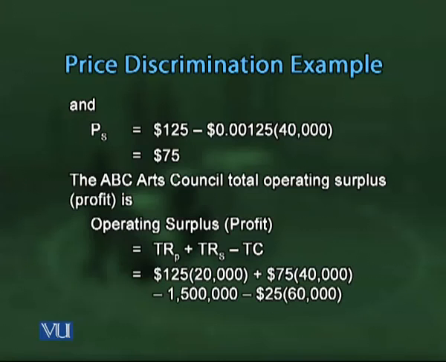Now this ABC Arts Council, its total operating surplus, that is profit, by using this price discrimination policy, we can calculate it as we know that total profit is equal to total revenue minus total cost. But in this case, there are two total revenues, for the students and for non-students, that is TRP for the public and TRS for the students. Adding these two and then subtracting the total cost from it, we get that the total profit or the maximum profit that this firm or this art institute will earn by using this price discrimination policy is $2.5 million. Here we have seen that with price discrimination, the profit which is maximized by the firm is $2.5 million.